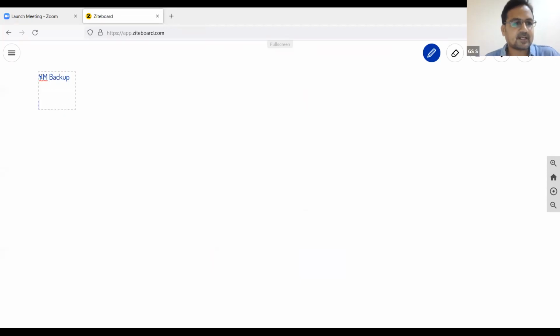So virtual machine backup is, or let us forget about virtual machine for some time. How do you take backup? Can anybody tell me? How do you take backup of your laptop? We store it in some external hard disk or available storage device. Okay, and at what interval you do this?